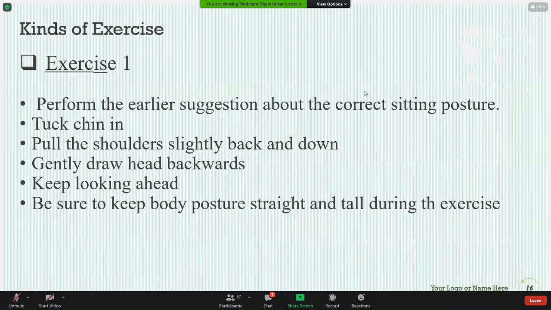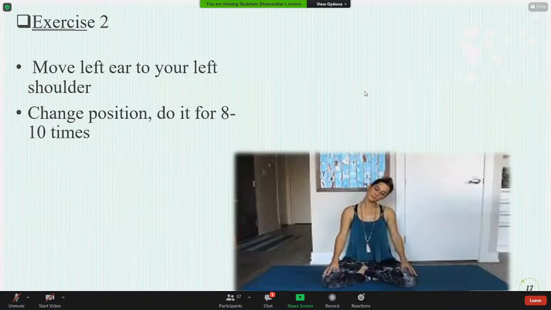Second exercise, as you can see in the picture, is to move your left ear to your left shoulder. Change position, and do it for 8 to 10 times. In order to ease the burden of cervical spondylosis, there are certain exercises, and this is one of the best because it will help to remove the pain from the neck.